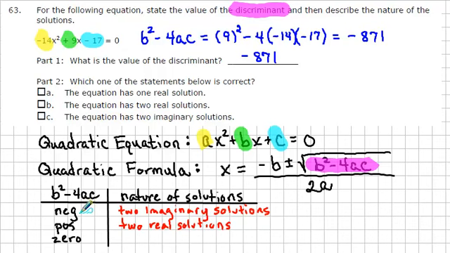Now if the discriminant's not negative and it's not positive, then it must be 0. What would happen if the discriminant was 0? Well, the square root of 0 is the number 0. And if we add 0 or subtract 0 from minus b, the result is minus b in either case. The result will just be one real solution.